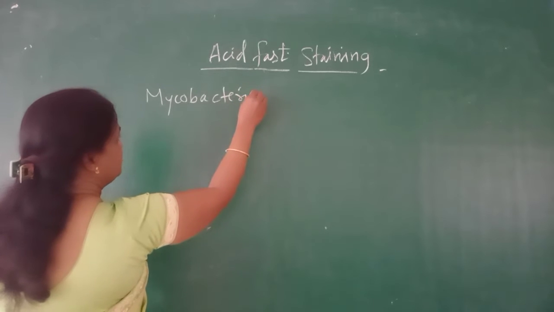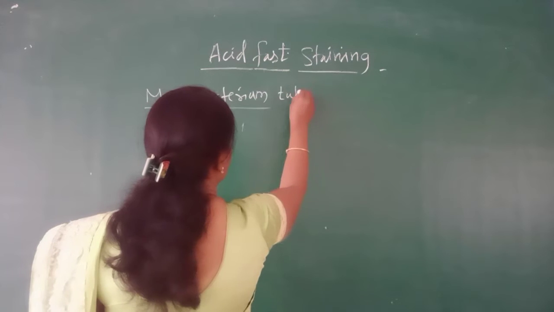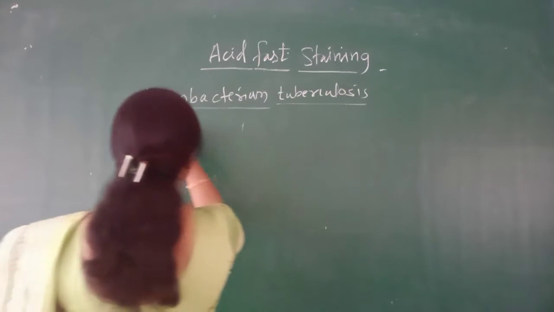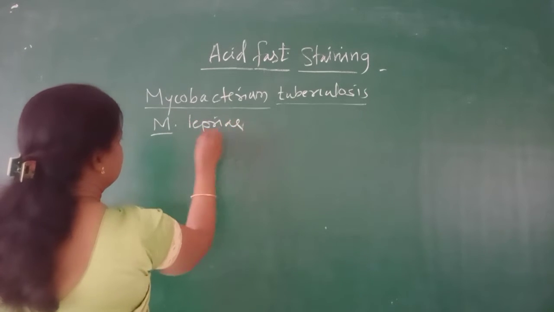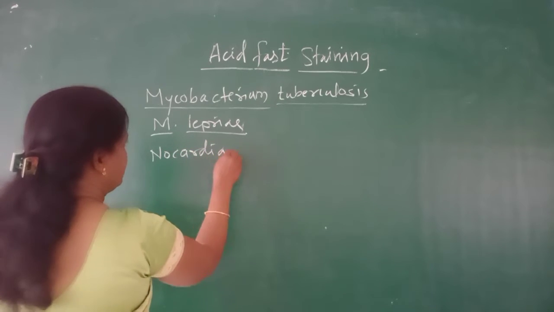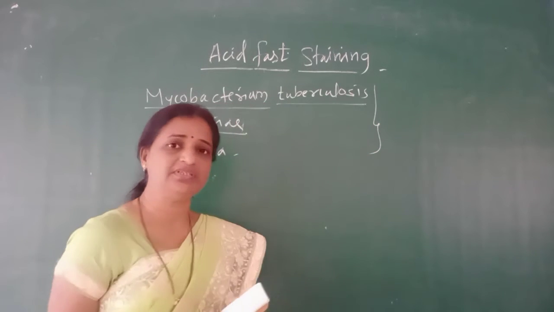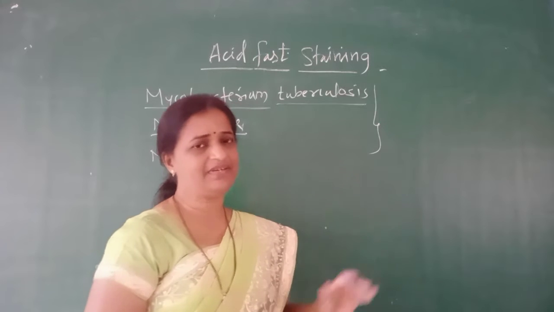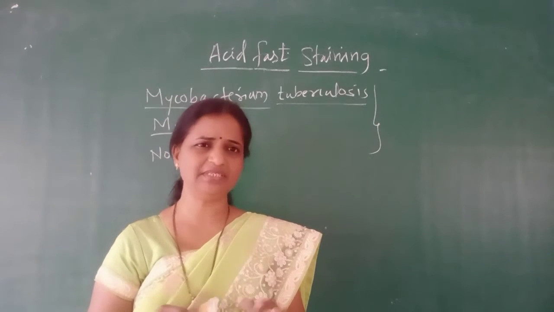In the case of the Mycobacterium genus, there is Mycobacterium tuberculosis, another is Mycobacterium leprae, and a third group is Nocardia. Now what happens in these bacteria? These bacteria cannot respond to normal gram staining. So how can we identify these organisms, because gram staining is the first step of the identification of each bacterium?